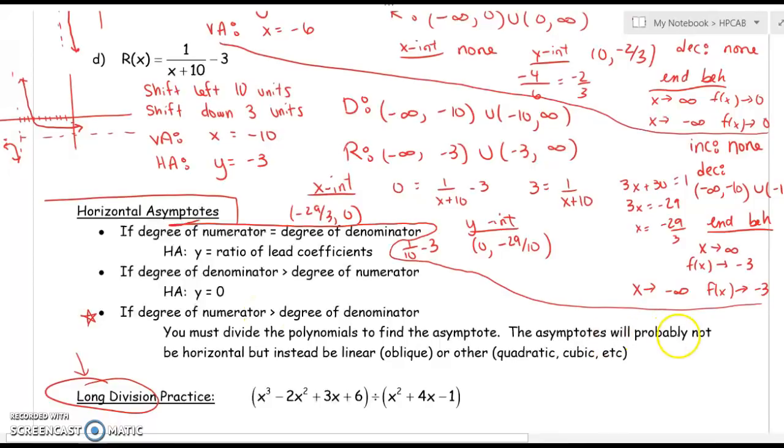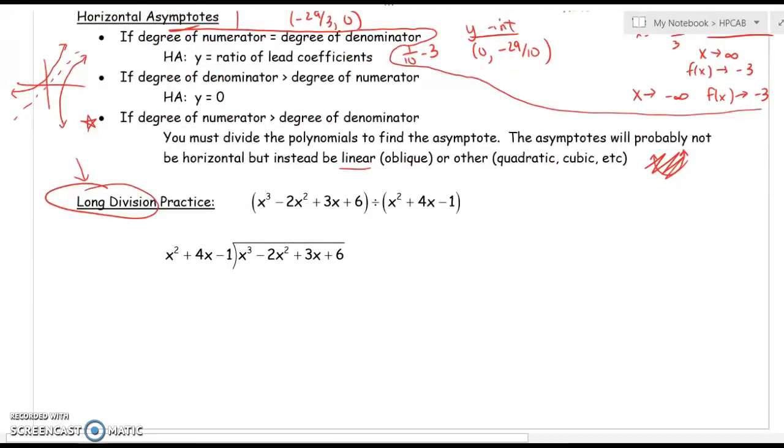And so the asymptotes, in this particular case, will probably not be horizontal lines, but instead will be some kind of linear, which is called an oblique, or some kind of quadratic. So you might end up having some kind of crazy graph that has, instead of a horizontal asymptote, a linear or oblique asymptote, and it might look something like this, where it's not a horizontal line. It's going to be either a line, or you might even have an asymptote that's more of a parabola type shape, parabolic. So that's something to keep in mind.